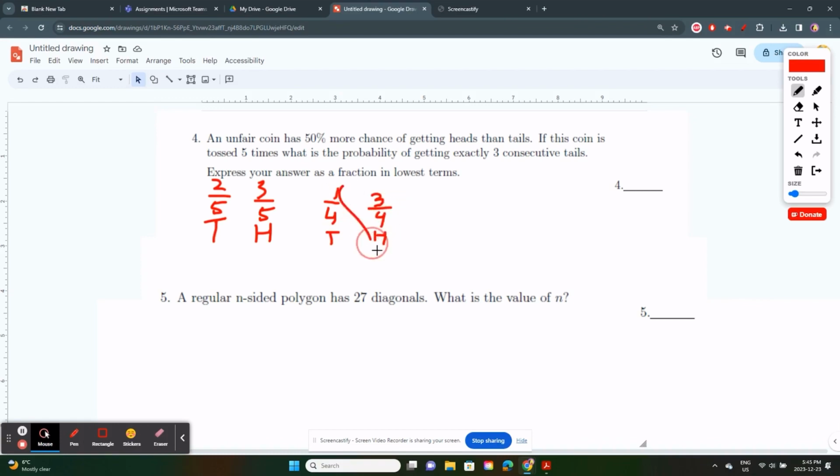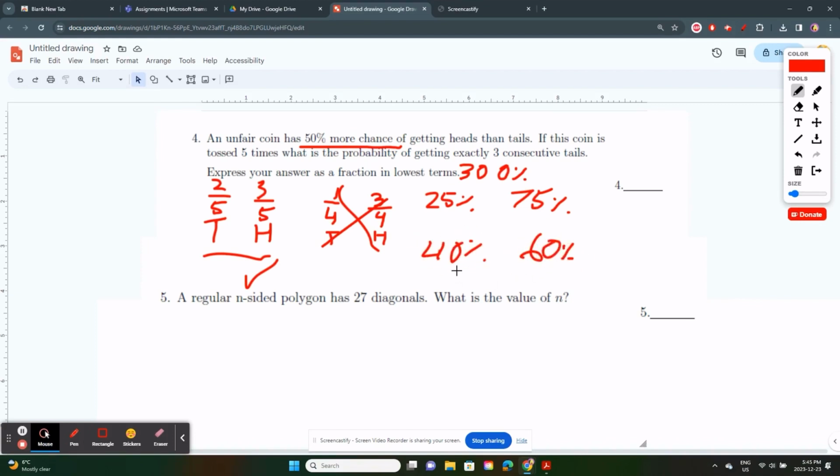The reason this is wrong is that if you express this as a decimal form, I think this is a better way to visualize it. This would be 25% and this would be 75%. And so the increase of this one to this one would actually be a 300% more chance. This would be 300% more likely. Rather than this case, which would be the correct case, and it would be 40% to 60%, which I'm hoping you guys can see is a 50% increase, or more chance of getting heads than tails.